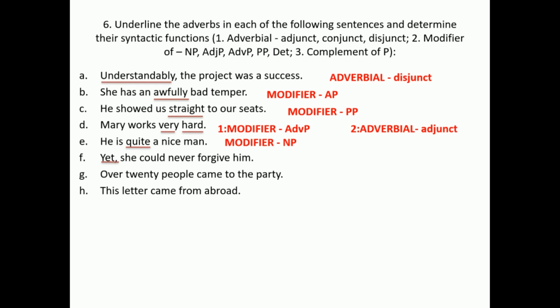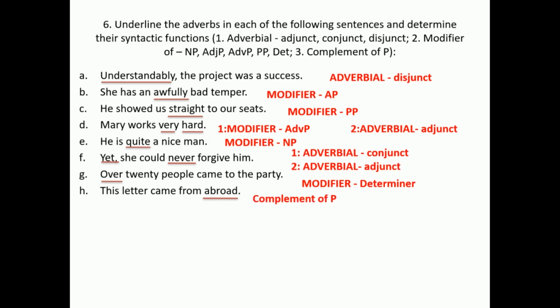In F, you have two, yet, which is the conjunct, and never, which is an adjunct. Then you have, in this one, over 20 people came to the party, the adverb is actually over, and it modifies 20, so it's a modifier of a determiner. It's a very rare function, but we talked about it. And the last one is abroad, which complements the preposition from, so it's a complement of the preposition.